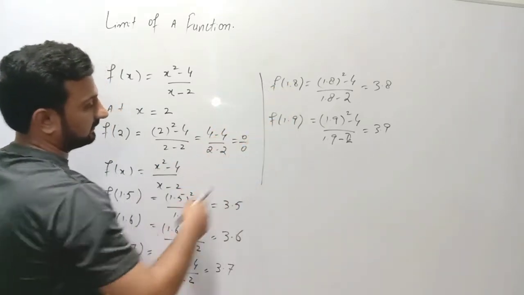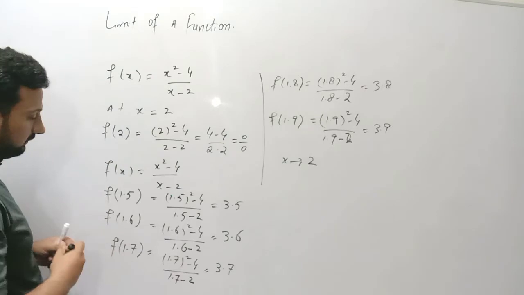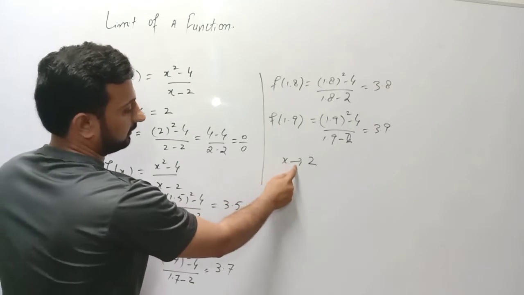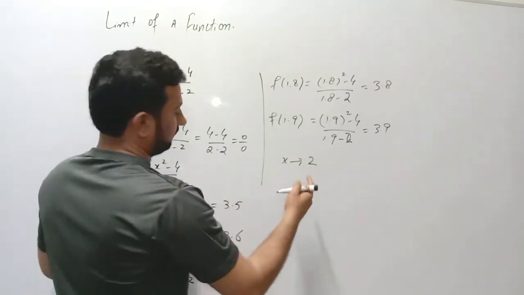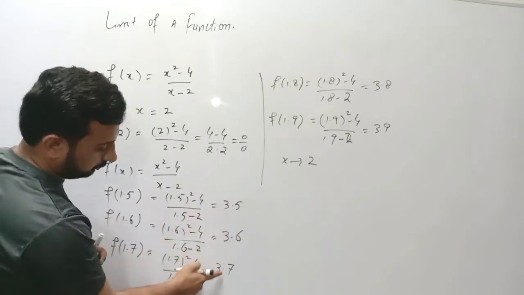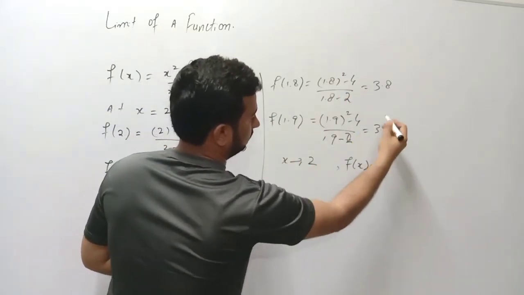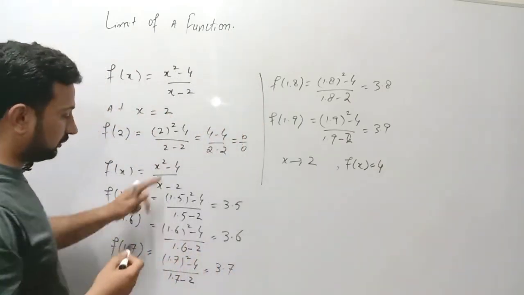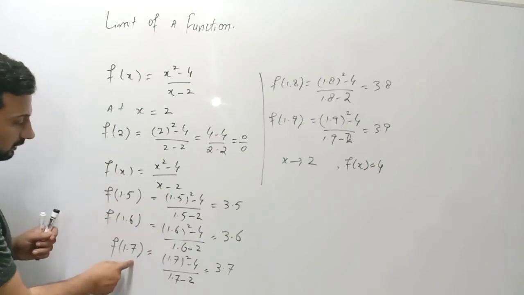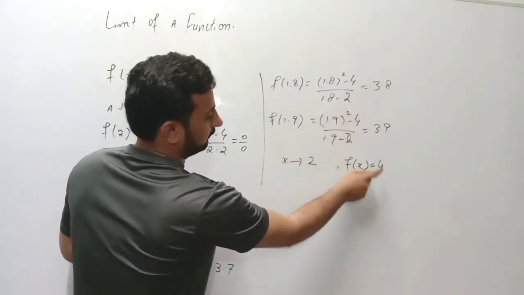So this value of x is approaching towards 2. From 1.5 to 1.9, this is very close to 2. As x approaches 2, f of x, the final answer of this function, is approaching towards 4, meaning f of x is approaching towards 4. From that example it is clear that when we are going closer and closer towards 2, the final answer of this function is approaching towards 4.